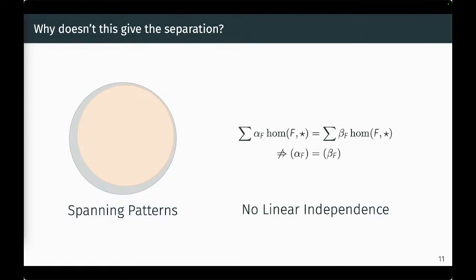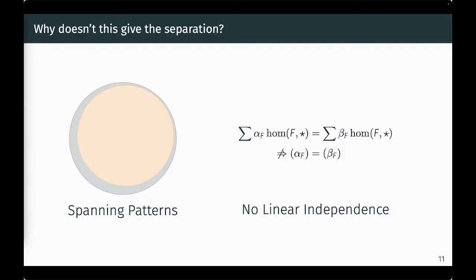So, intuitively speaking, the issue is that we're dealing with spanning patterns. So we count patterns in graphs that are roughly as large as the host we're counting patterns in. And this is a setting that is usually not considered by counting complexity. Okay, so this is the intuitive thing, and then formally this translates to the fact that linear combinations of homomorphism polynomials are not linearly independent.